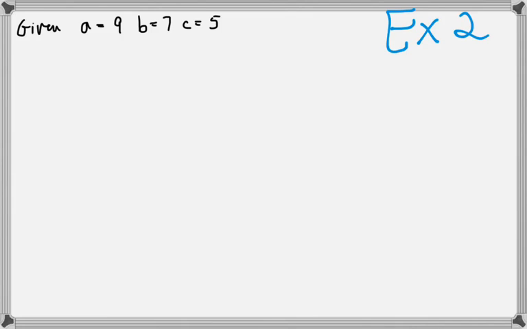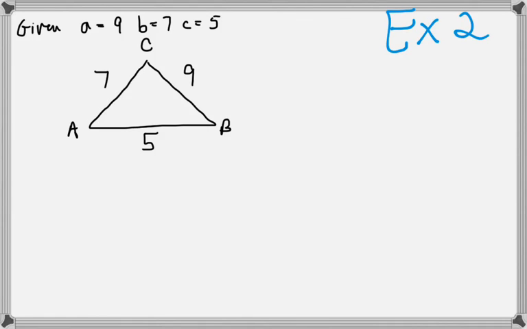All right, we're going to do the next example. This is one where you're given all three sides. So let's draw the triangle. Here we have ABC side lengths. We have A at 9, B at 7, C at 5. Draw my triangle. I'll label the sides.